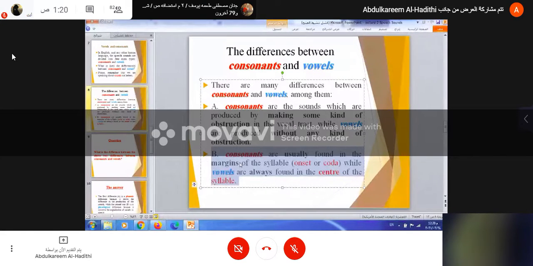Now we are speaking about the differences between consonants and vowel sounds. I told you about two differences.